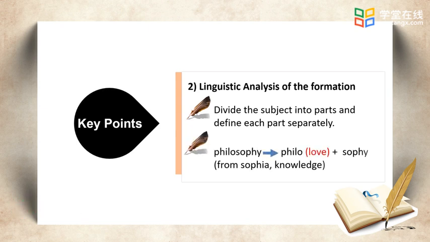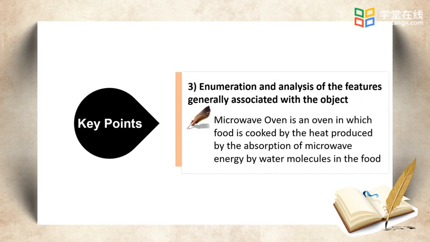For example, when giving a definition to philosophy, we can divide this term into philo, which means love, and sophy, from sophia, which means knowledge, then define these two parts separately. The third method is enumeration and analysis of the features generally associated with the subject. Using a microwave oven as an example, we can define the term by describing its physical features, functions, or use.